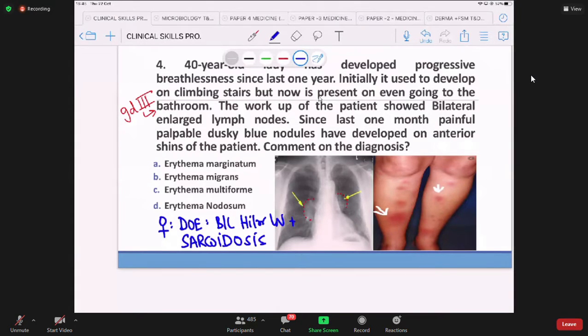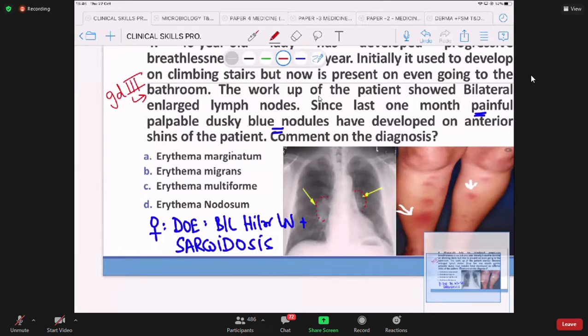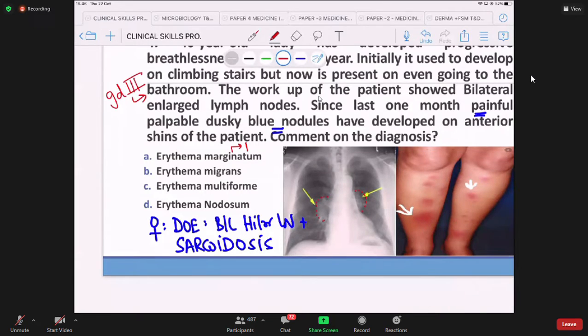The question is, however, not asking about sarcoidosis. He's going a step ahead. He's saying that the same lady has now developed these painful blue nodules on her legs. You can see the arrows that are put, the blue lesions on the legs. So he's asking you, what is the lesion present? If you look at option A of this MCQ, erythema marginatum, you can rule that out. Why? Because marginatum would be what you read with rheumatic fever.